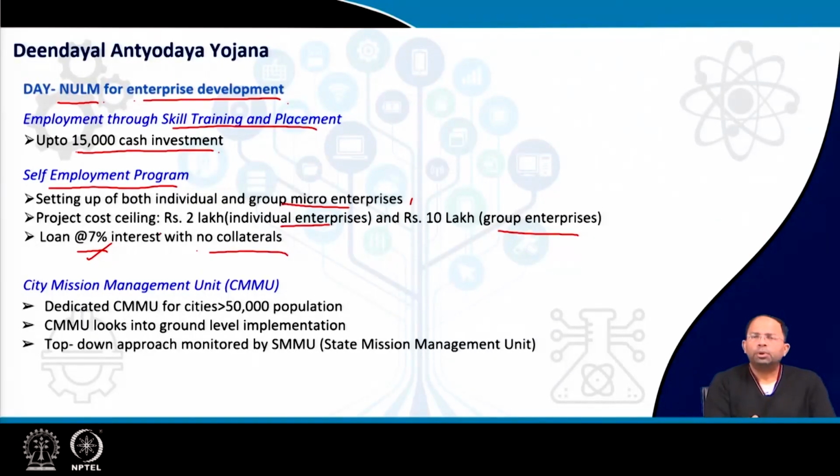Now, to manage all these programs, the city mission management units are set up, and dedicated CMUs for cities with greater than 50,000 population, and this looks into the ground level implementation of all these programs. And the state mission management unit also monitors the work of the CMUs, and so it's an overall top-down approach for seeing that the skill generation and all these enterprise creation programs are going on at the urban level.